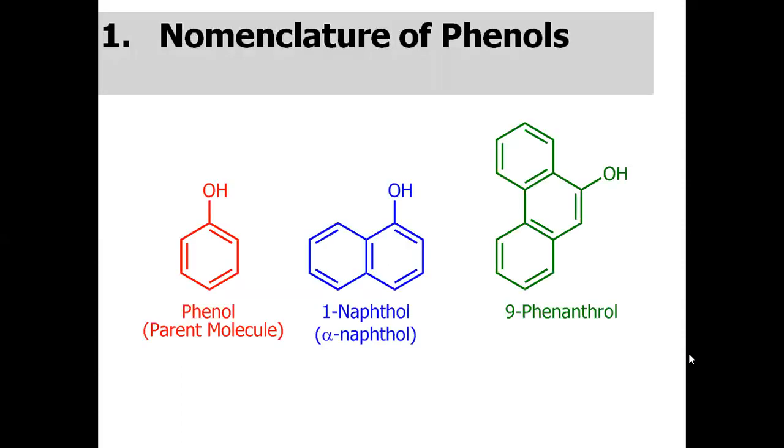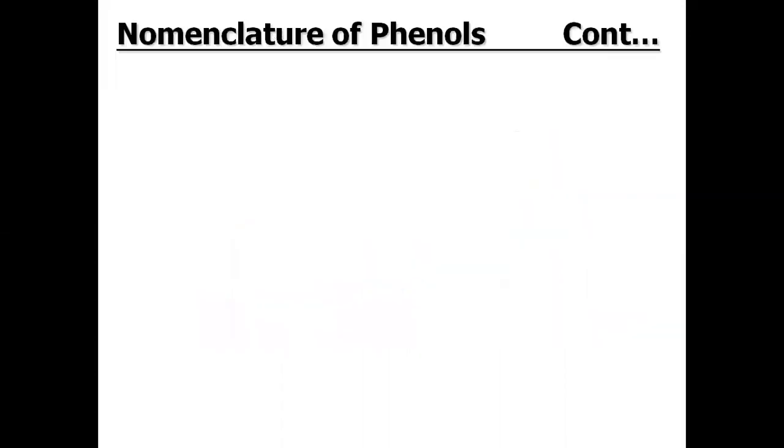First, as you know, this is the parent molecule of phenol having one hydroxyl group. If we have two aromatic rings and one hydroxyl group, it is known as the derivative 1-naphthol or alpha-naphthol. When we have three aromatic rings and at this position we have the hydroxyl group, this structure is known as 9-phenanthrol, which is another derivative of phenol.